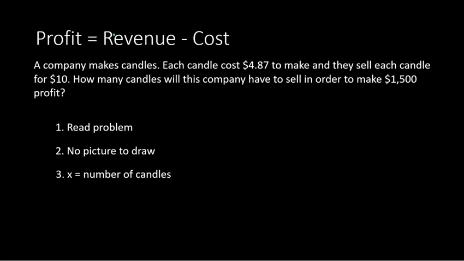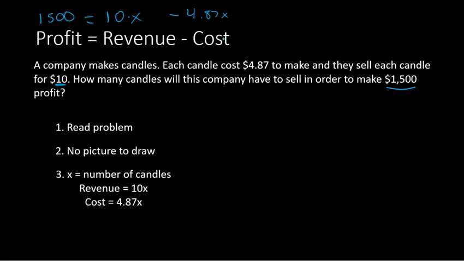So from here we can set up an equation. Profit we want to be $1,500. The revenue would be found by doing $10 times the number of candles. That's how much money is going to be coming in. So we have 10 times x, or 10x. And we see that typed up right here. And then the cost is $4.87 per candle. So the cost is $4.87 times the number of candles, so times x.